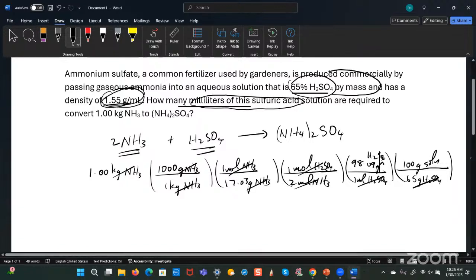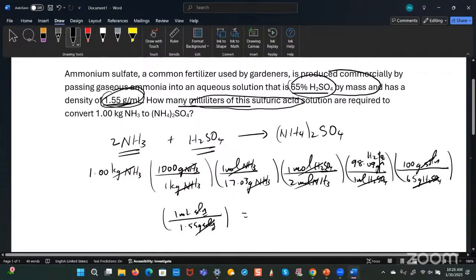So I'm just going to continue the series of conversion factors down here. How do we represent the density? We're going to put 1.55 grams of the solution here, and above, you're going to put 1 mL of the solution. That's going to cancel out with that, and that's basically the setup. So let's see what this gives.